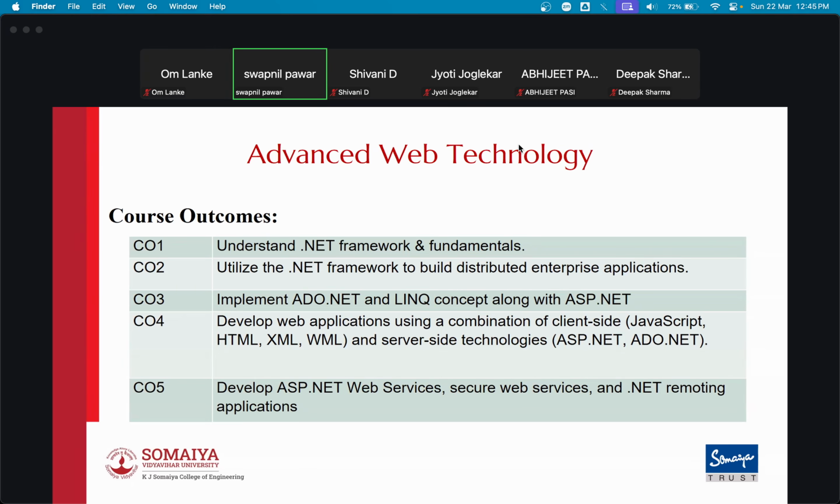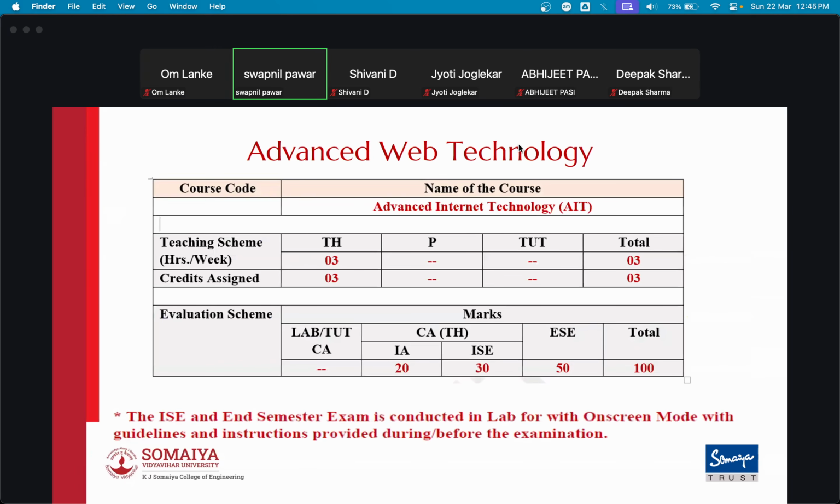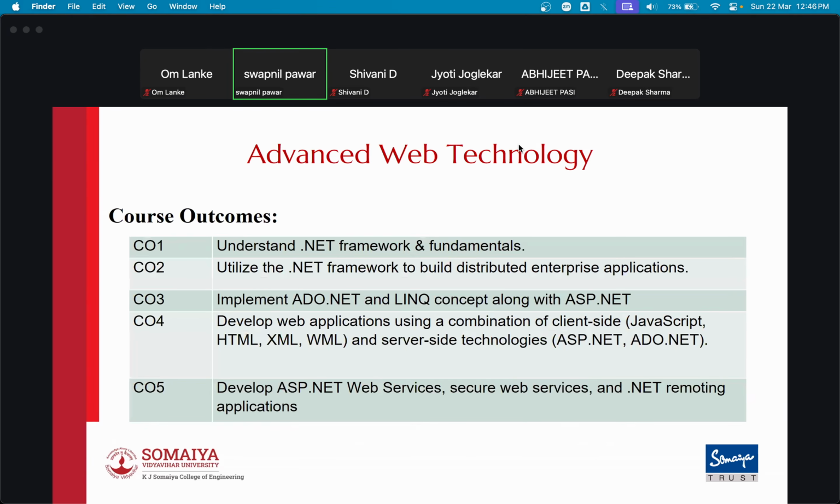These are the course outcomes. This is the scheme fixed for all your course buckets in the elective. For this course, it is proposed that we have an IEC, that is the in-semester examination, and the end-semester examination will be in on-screen mode based on the guidelines provided in due course of time before your examination. The outcomes are where we understand the .NET frameworks and fundamentals, and how enterprise applications can be built on top of .NET.